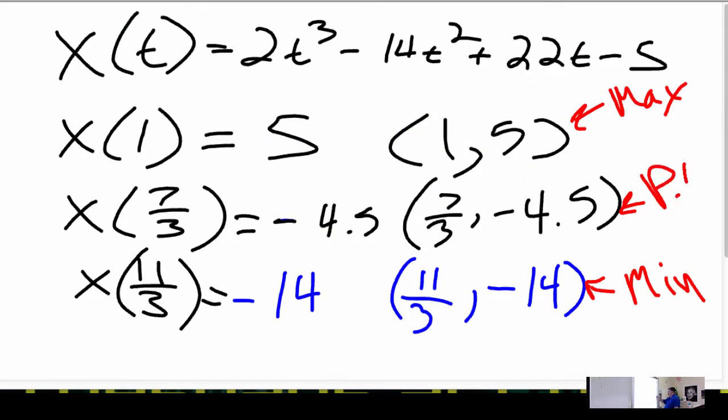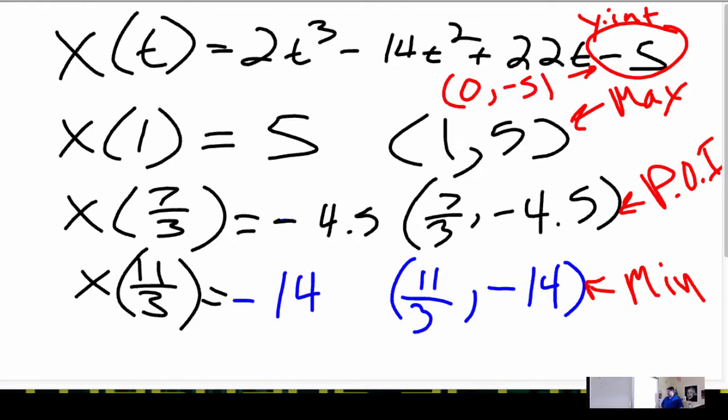Now we're going to see how it all comes together in just a second. And do you guys remember one thing? What does this tell us? Does anybody remember what that tells us? It's the y-axis, right? This is the y-intercept. Do you guys remember that? That's the y-intercept. So really, I have 4 points, including 0 comma negative 5.